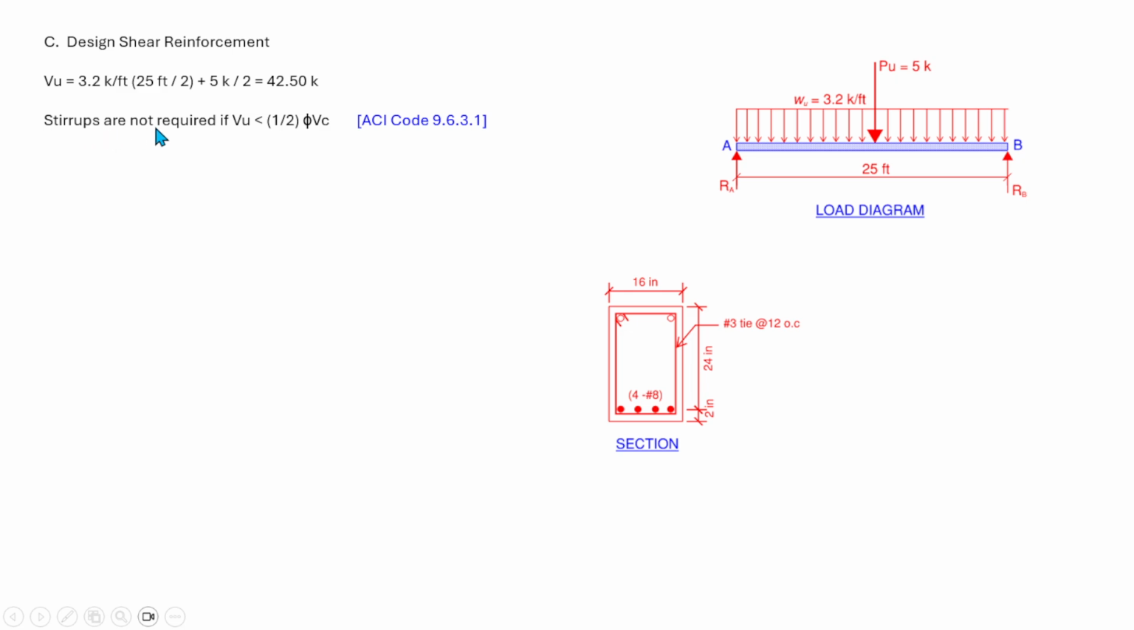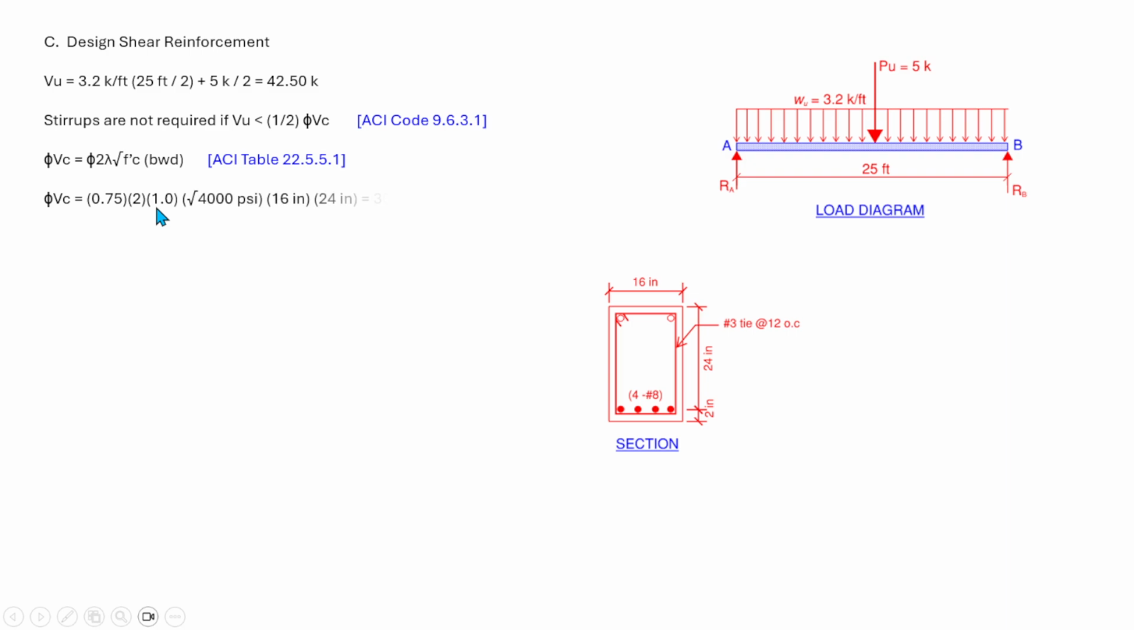So the stirrups are not required if Vu is less than half of the concrete shear strength, according to ACI code 9.6.3.1. So we have to calculate the concrete shear strength, which is equal to phi times 2 times lambda times the square root of fc prime times b width times the depth. That is according to ACI table 22.5.5.1.